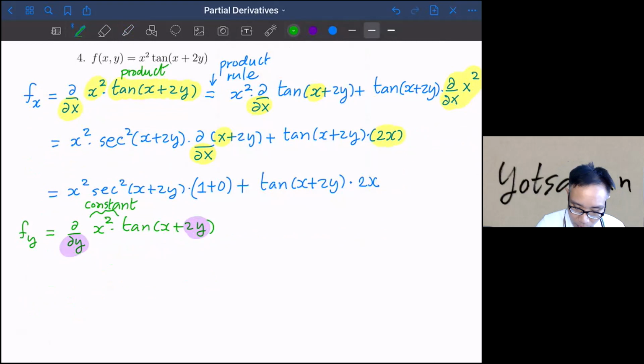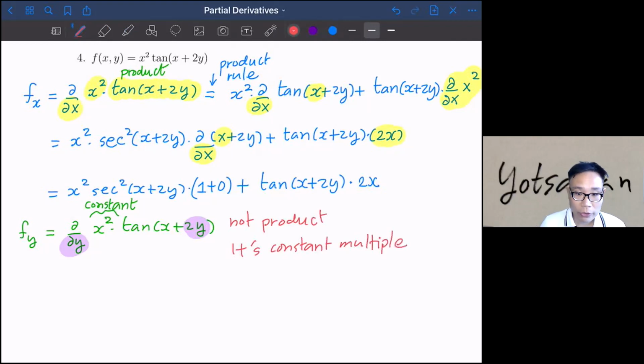So this one is not a product. It's a constant multiple. So it's a constant multiple, not a product. For this one, you are allowed to just pull out the constant. So it's going to be x squared, and you have d/dy of tan(x + 2y).